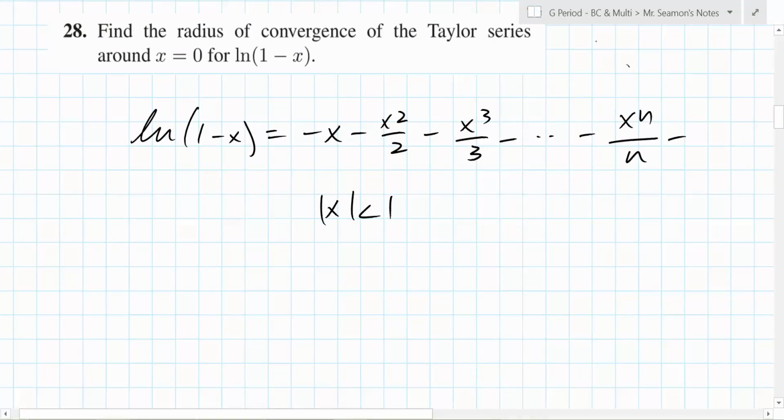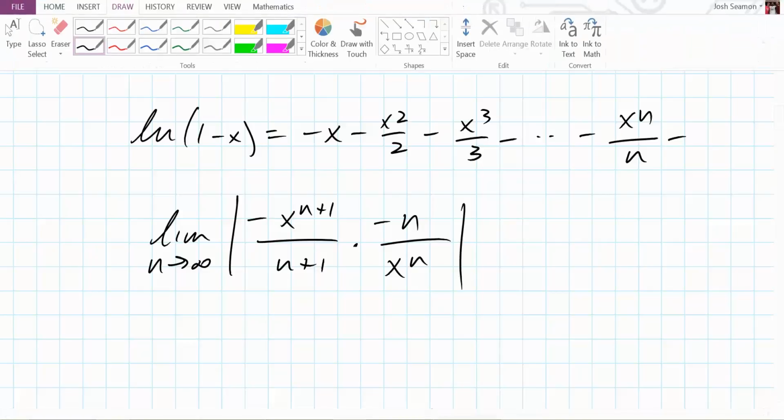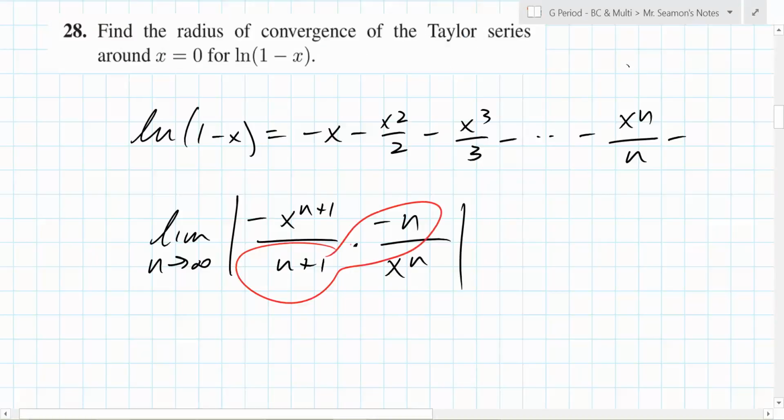Do you want to do that limit? Can I do the limit? Yeah, sure. So you're doing the limit as n goes to infinity of the nth plus 1 term. So the nth plus 1 term is negative, right? So it's going to be negative x to the n plus 1 over n plus 1, like that. And then it's going to be negative n over x to the n, like that. So what happens when you run this limit?